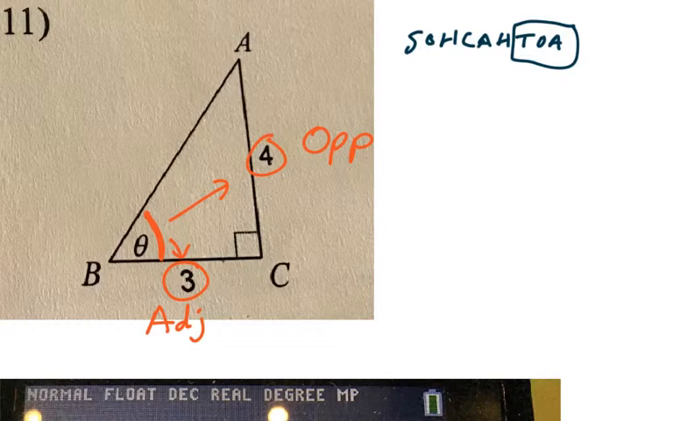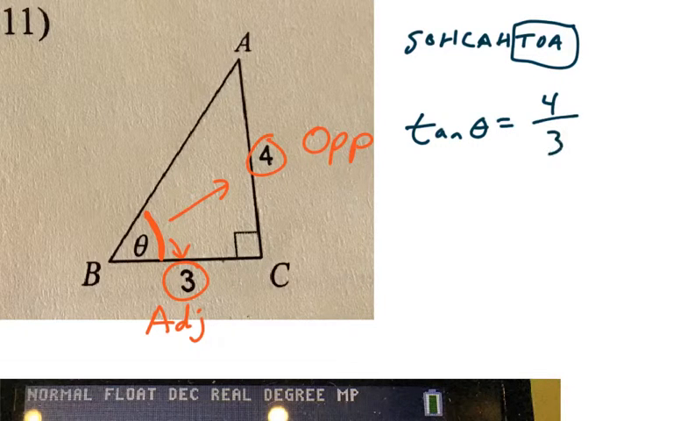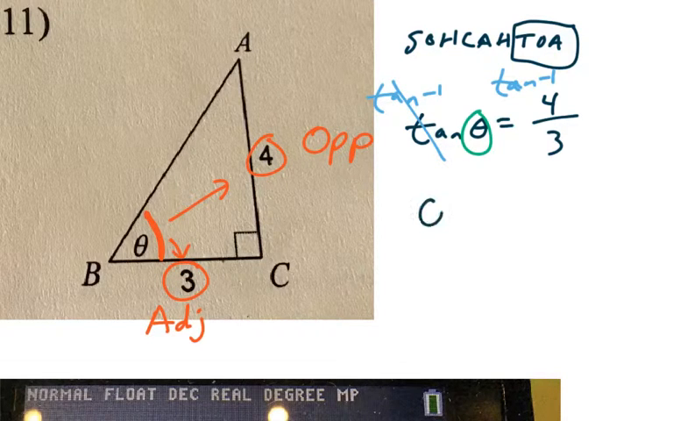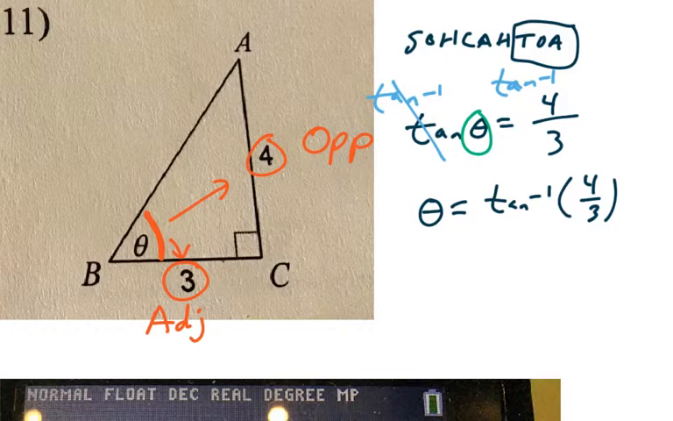But anyways, since we hopefully agree it's tangent, I know now that the tangent of theta has to equal the opposite side over the adjacent. And now all I need to do to find theta is do the tangent inverse on both sides. That cancels out tangent, you see. So I know theta is going to be the tangent inverse of 4/3, whatever that may be.